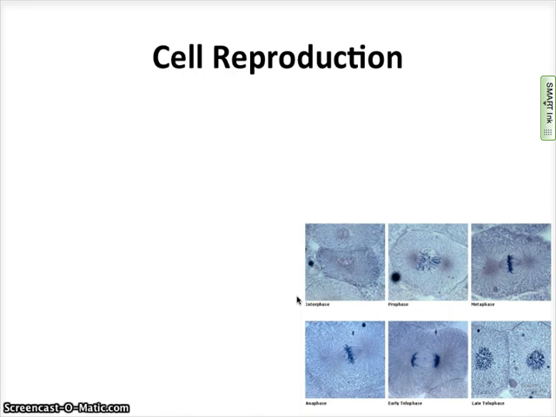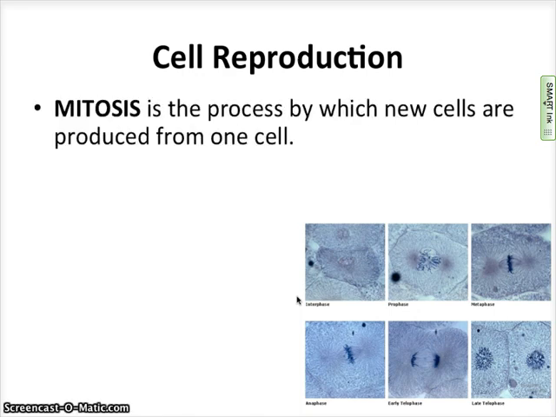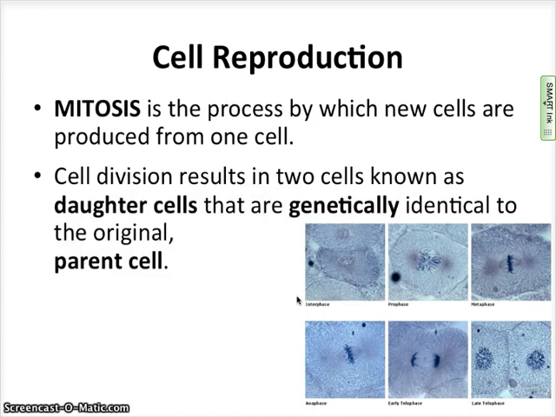Cell reproduction. So today we're going to talk about one process called mitosis. And this is basically how one cell can reproduce itself to create more copies. It results in 2 daughter cells. So we usually call the first cell that we start with a parent cell, and it creates 2 identical copies known as daughter cells. Notice in this picture, you start with 1 cell, and slowly it starts dividing, and at the end you end up with 2 cells there.